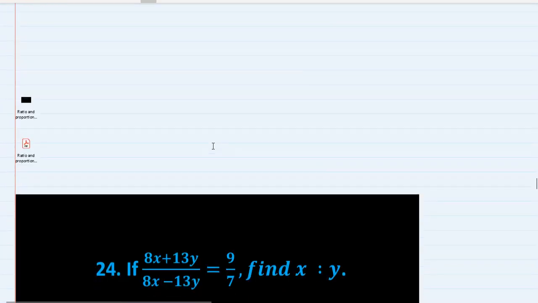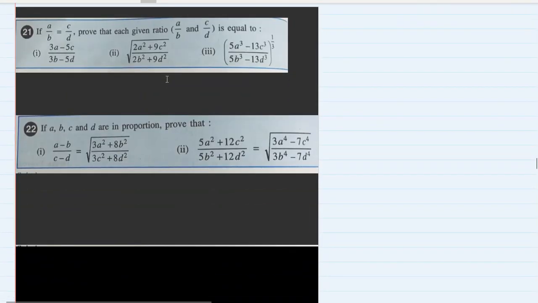Okay, now this is a big deal. After this we have, yeah, 3 more questions, so just hold on. Okay, we are almost done. Okay, so what do we have here? If A by B is equal to C by D, prove that each given ratio A by B and C by D is equal to (3A minus 5C) upon (3B minus 5D).